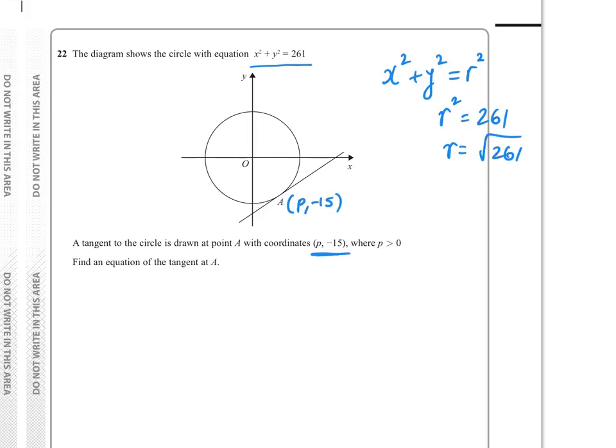And we've got to find the equation of the tangent to A, i.e. the equation of the line that goes through A, i.e. the tangent here, okay? So we've got to be very careful how we approach this question.